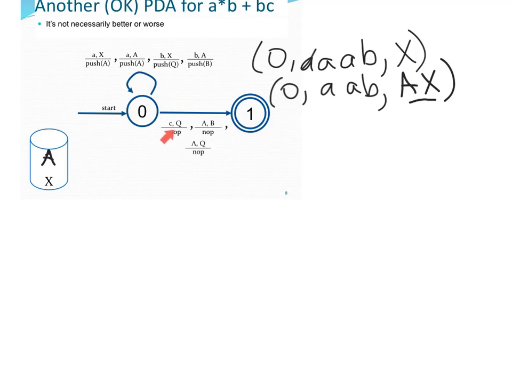So let's see. We don't have a C, so we can't use that one. We could use a free jump if the stack matches, but here we have a B and here we have a Q, and those don't match, so we have to go look at these guys. Of course, if we can't find anything that works, then we lose. It's not in the language.